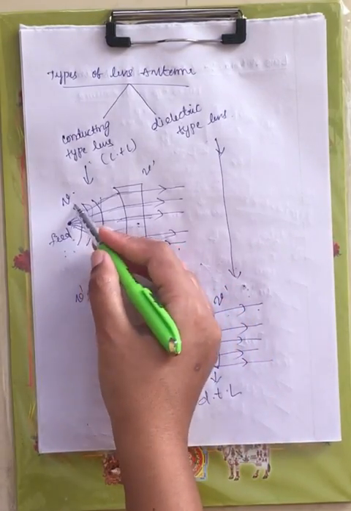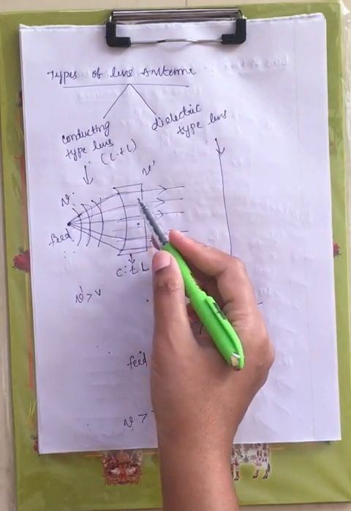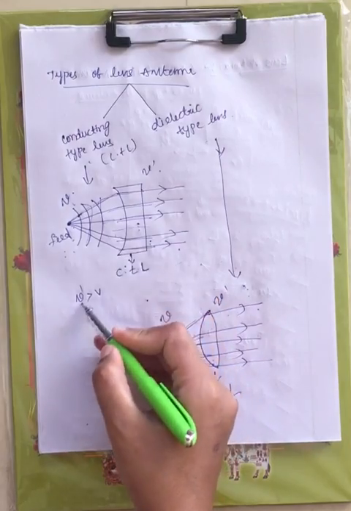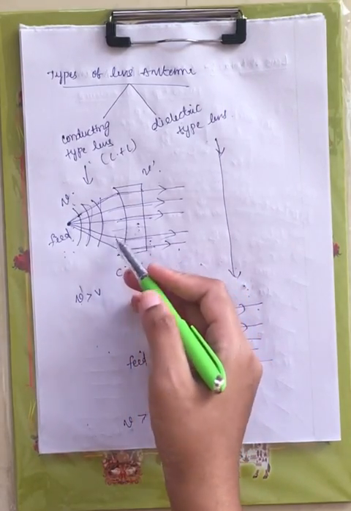Now initially it has a velocity v. After passing through conducting type lens, it has velocity v dash, right? Now v dash is greater than v. Here the signals get accelerated.